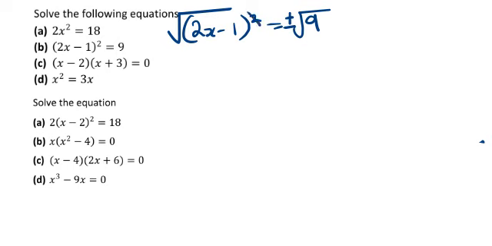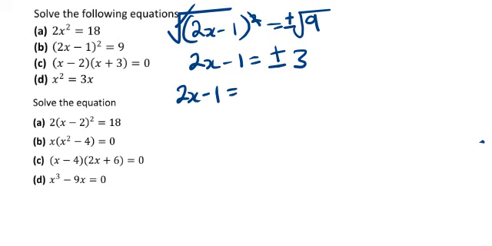So when we cancel that, we are going to remain with 2x minus 1 is equal to positive or negative the root of 9, that is 3. Now when you reach this point, you are having 2x minus 1 equal to positive 3, and 2x minus 1 equal to negative 3. So by making x the subject of the formula, we are going to add positive 1 to both sides.